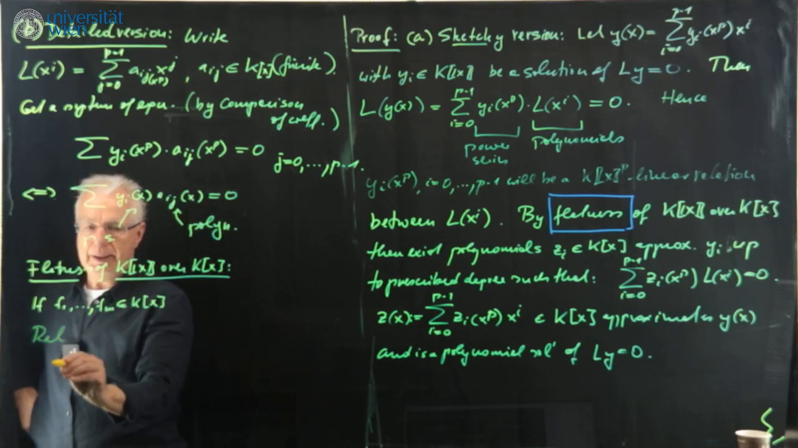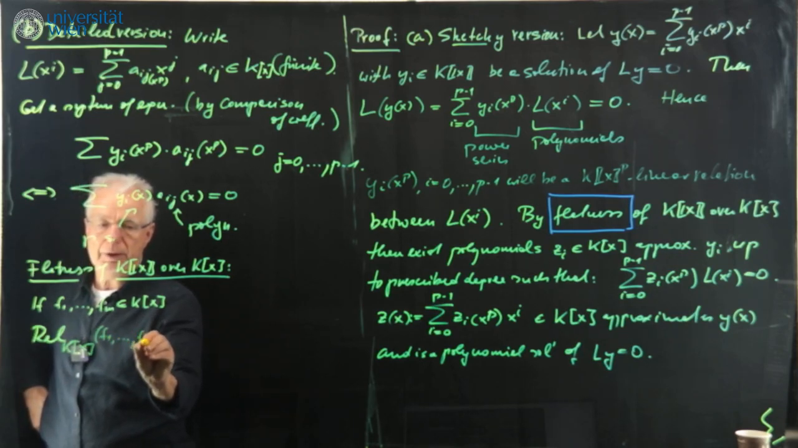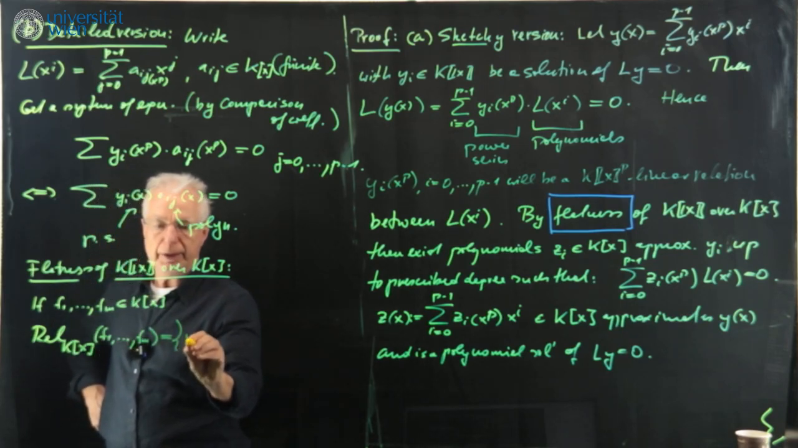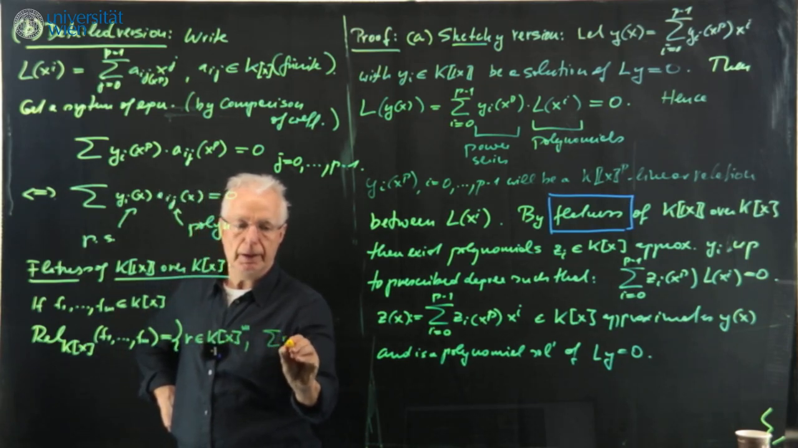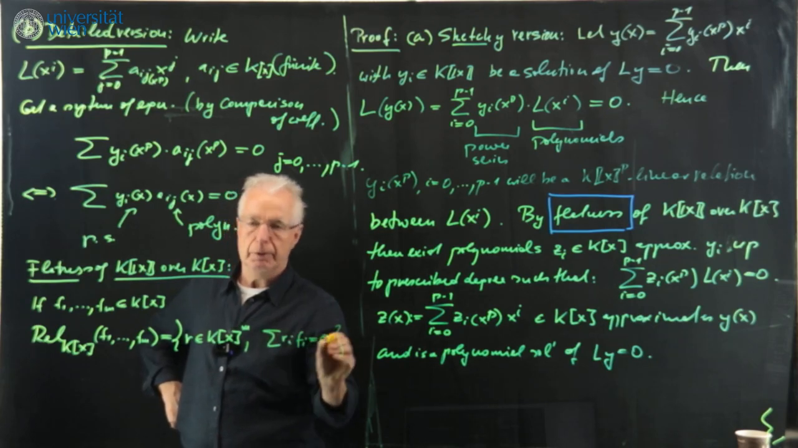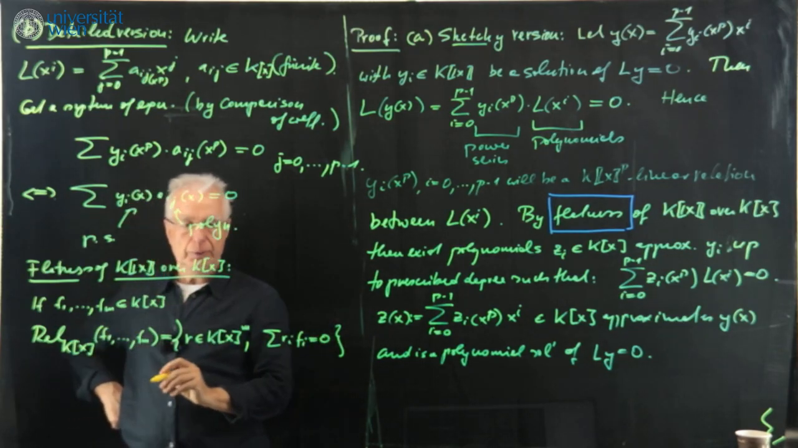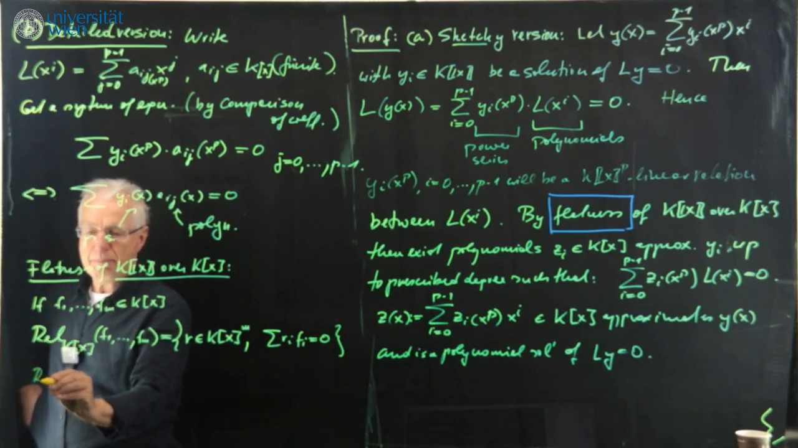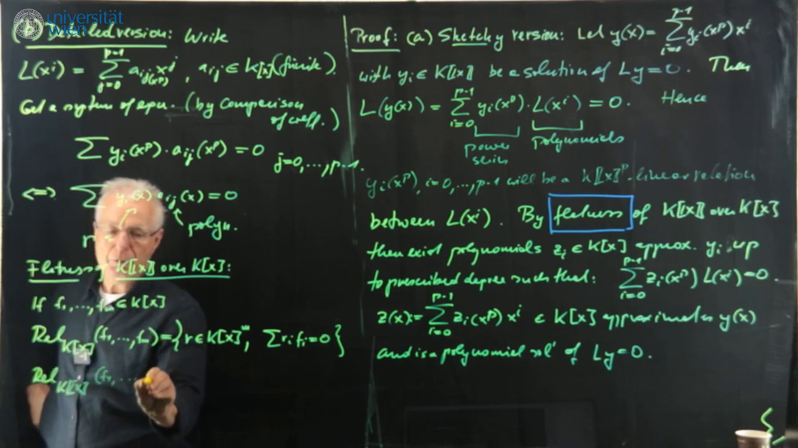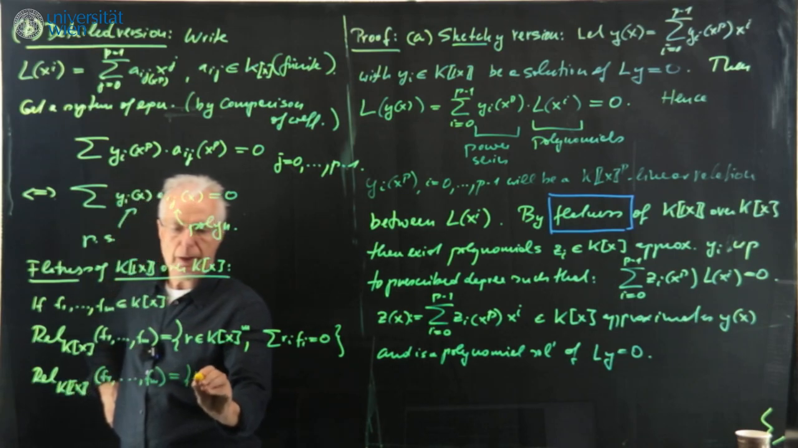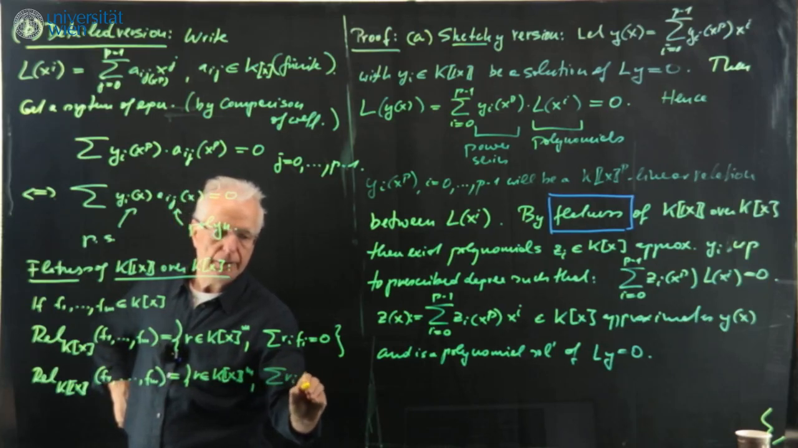So let me write this Rel over k[x] of f1 up to fm. These are vectors r in k[x]^m, with m components, such that the sum of ri fi equals zero. The module of linear relations between f1 up to fm taken in k[x]. And you can do the same with relations in power series. So this is the set of r, a vector of power series, such that the sum of ri fi equals 0.